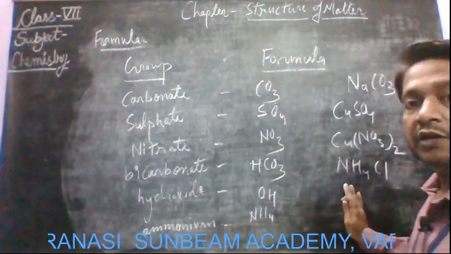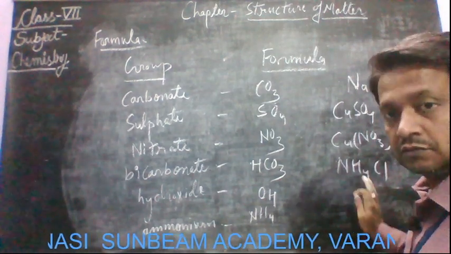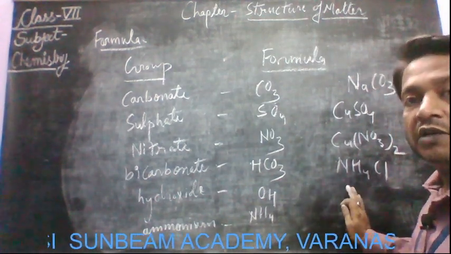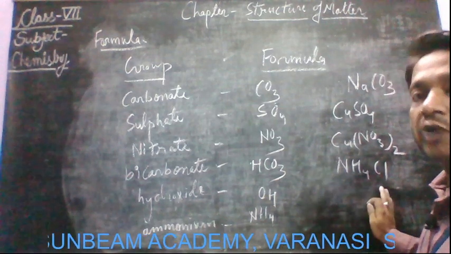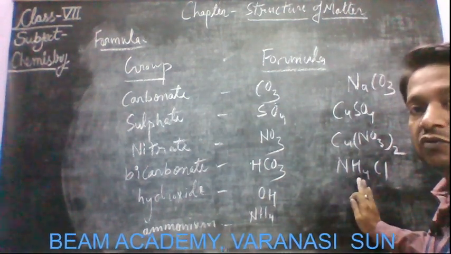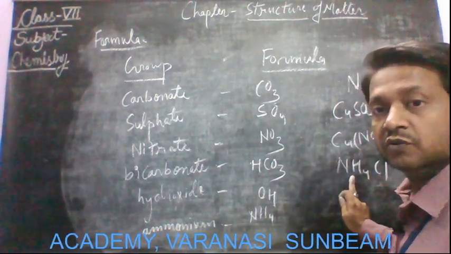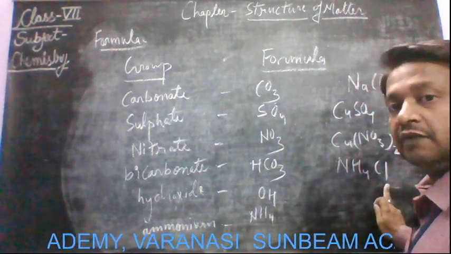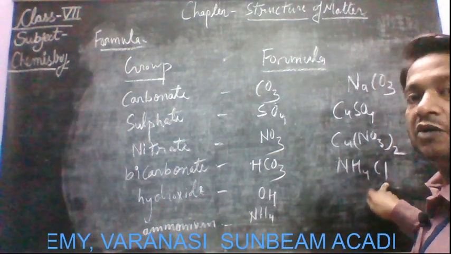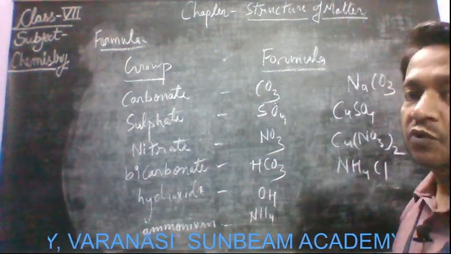The group ammonium, when it combines with chlorine, forms the compound ammonium chloride, and the formula NH4Cl means that one molecule of ammonium group will join with one element of chlorine to form one molecule of ammonium chloride.